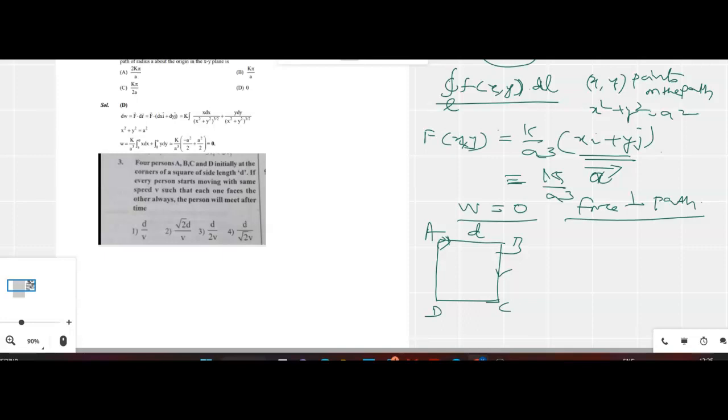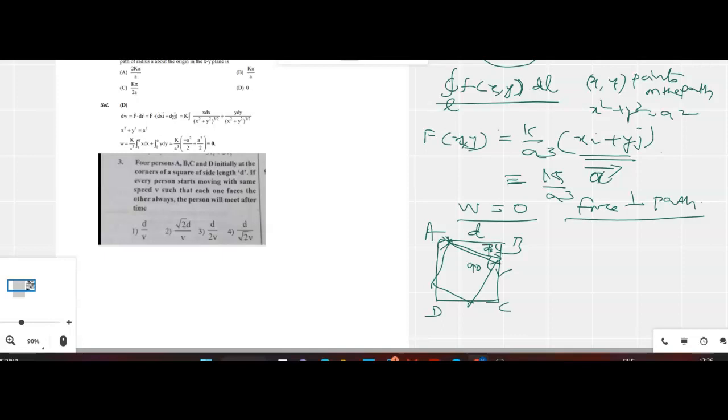If you know the basic concept, then it becomes very simple. We can see that after a small time, if you recognize the fact that they are always walking perpendicular to each other, this angle is 90, this is 90.